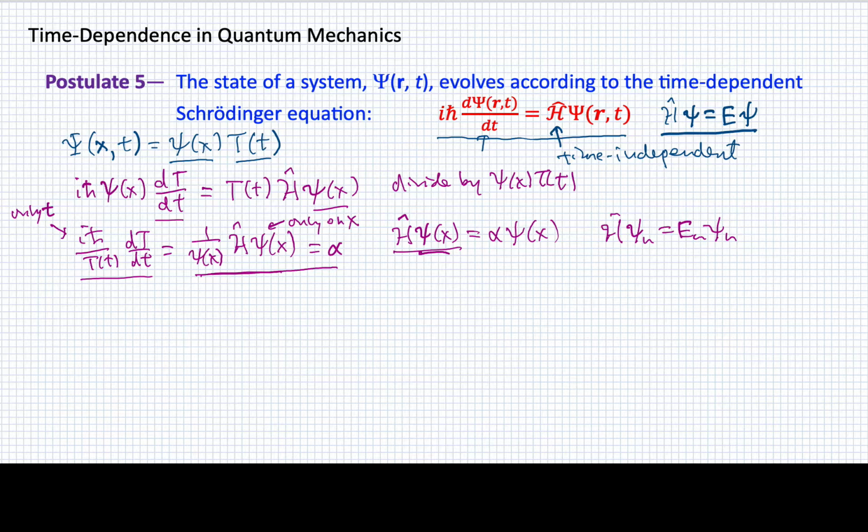And so that means that our coordinate-dependent parts will all have to be somehow either eigenfunctions of the Hamiltonian or written as some kind of linear combinations of the eigenfunctions of the Hamiltonian. All right, so if I have this psi of x in here, that means that alpha has to equal this constant E sub n. So now let me unpack the time-dependent part.